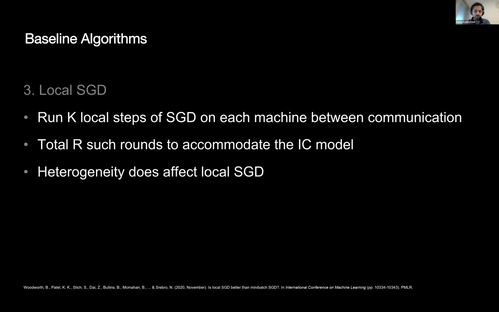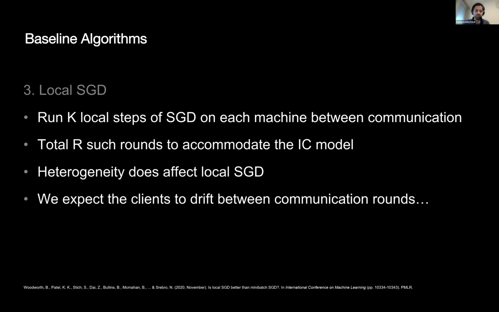So if you notice the run of this algorithm, this might already have come to your mind: what really stops these local trajectories of optimization from diverging from each other? You start at the same point, but it can very well happen that machine 1 leads you in one direction, machine 2's data leads you in another direction, machine 3's data leads you in a completely different direction. So the essence is that heterogeneity does affect local SGD, unlike mini batch SGD. And we expect the clients to drift between the communication rounds.